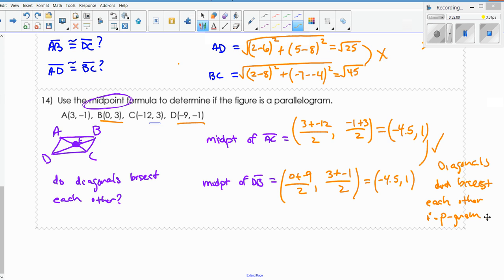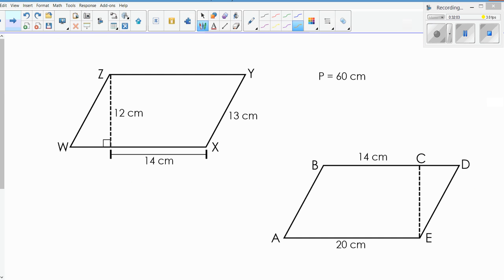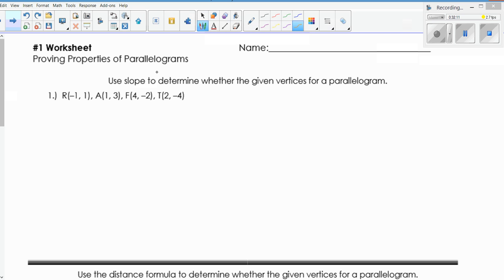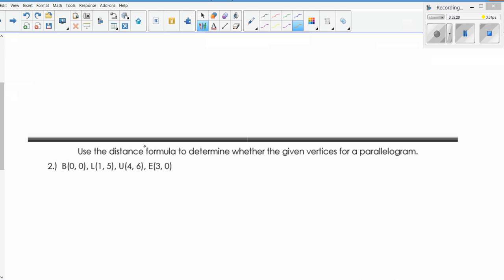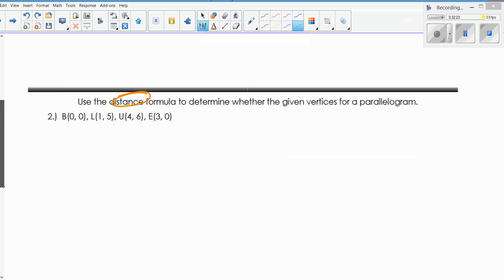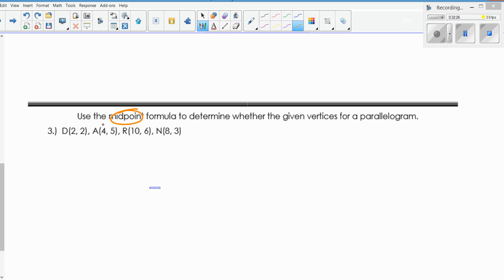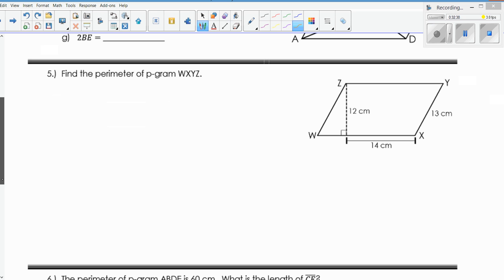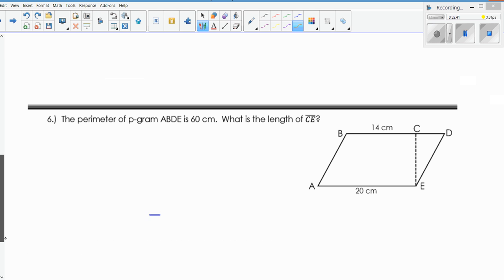Alright, so your homework: show the sub that you got this done, and then you can pick up your homework. Your homework is worksheet number 1. You're going to go through and do one of each of what we just ended with. So you're going to use slope to determine whether the given vertices form a parallelogram. You're going to use the distance formula to determine whether the given figure is a parallelogram. And you're going to use the midpoint formula. So just look off your notes to try to figure out what's going on. Okay? You should be able to model that. And then on the back side, you're going to fill in all those statements like your notes. You're going to find the perimeter like your notes.